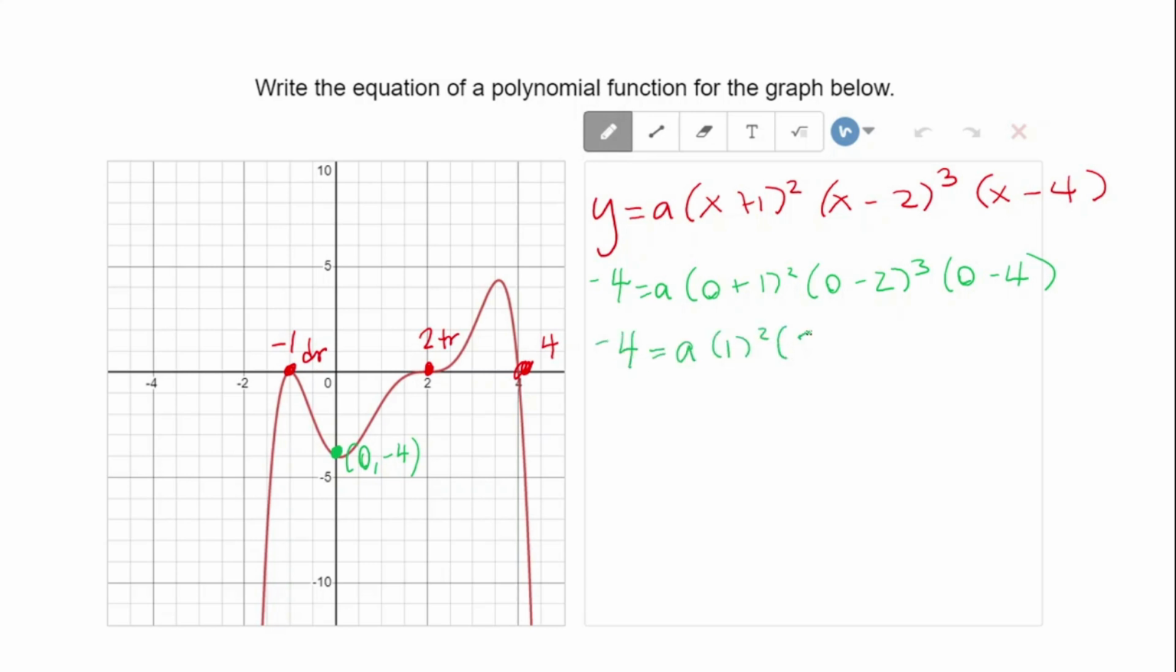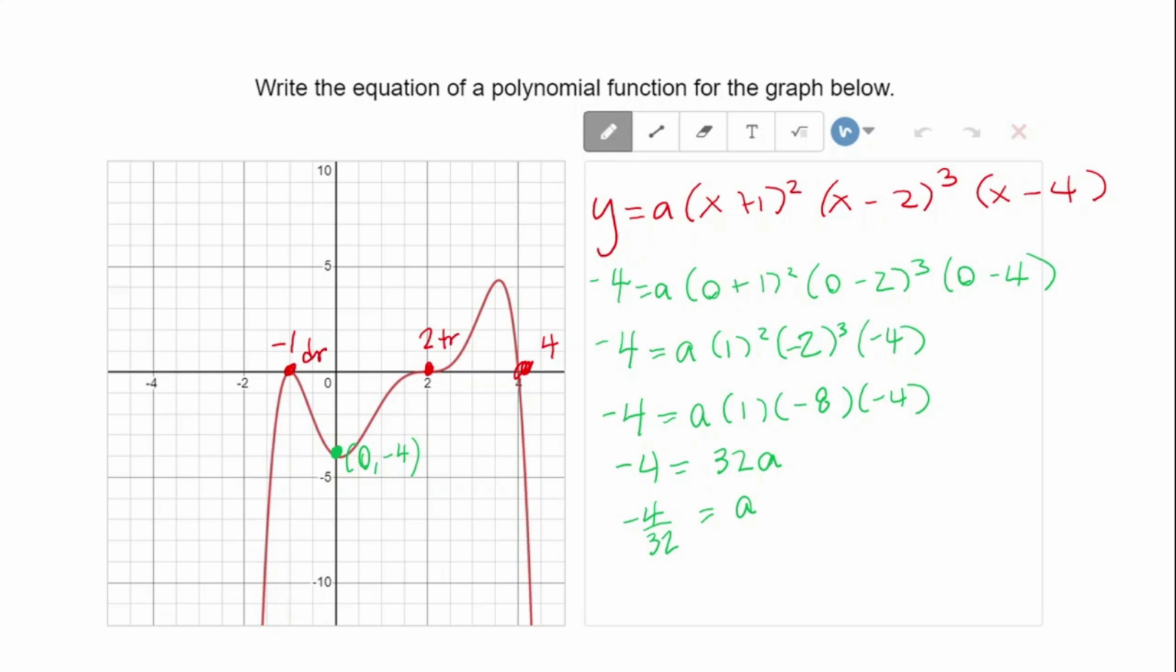We'll get 1 squared times -2 cubed times -4. That's going to give us +32. So it'll be -4 equals 32a. So a is equal to -4 over 32. And we simplify that, -1/8.